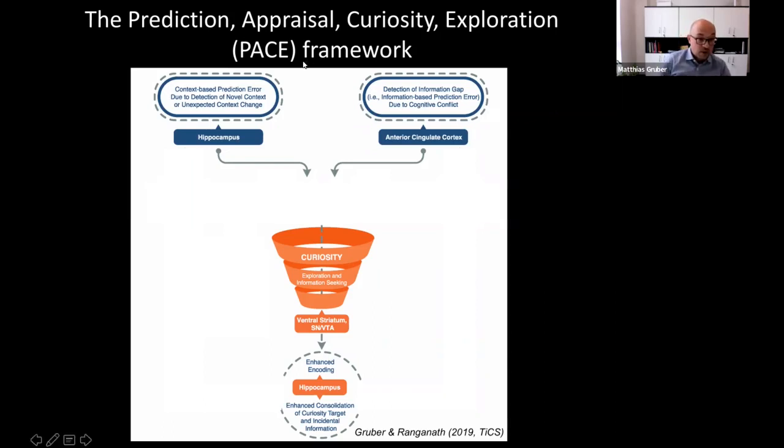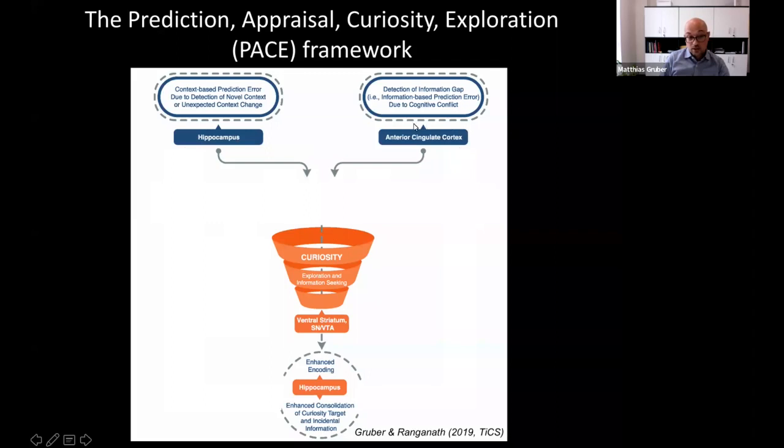So the first one here on the left-hand side, coded by the hippocampus, is what we call context-based prediction errors. And this is really what, for example, John O'Keefe and Lynn Nadel laid out in their book, and that has been shown over and over in animal research as well, and in human research, that the hippocampus really is a novelty detector. It really is like this mismatch system to detect novel information or unexpected context changes in the environment. So in this way, we want to put the hippocampus as a core brain area that potentially elicits curiosity. That's what we at least speculate.